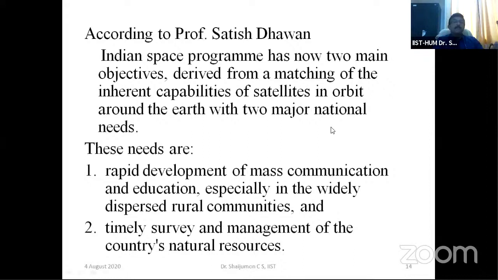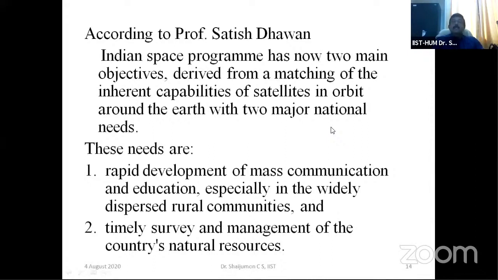Even today, 72% of our people are living in rural areas, in villages. So you have to get connectivity. You have to give education to the people of that region. There are difficult locations in the country.